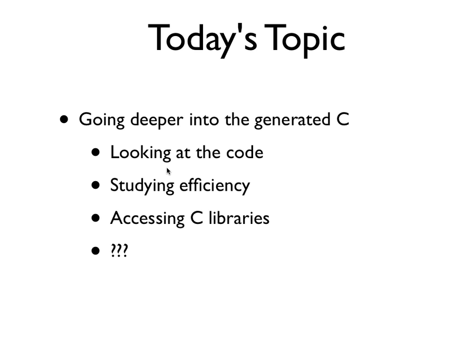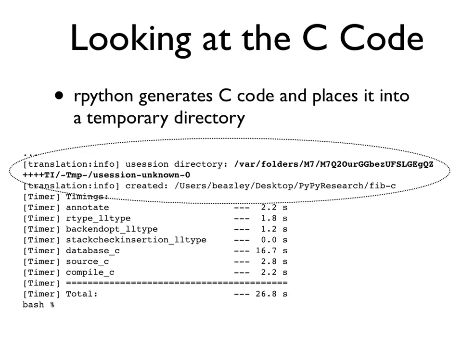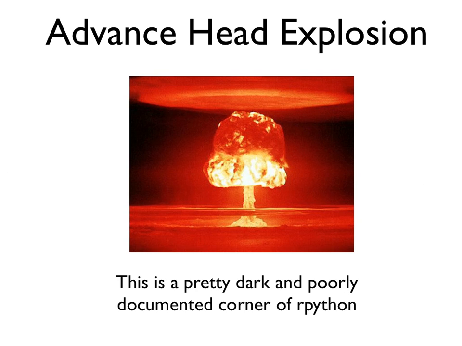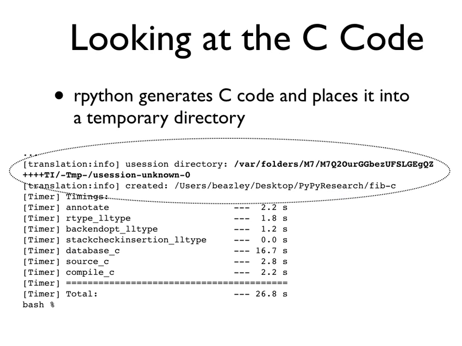And it turns out that it's kind of horrifying and interesting at the same time. So I'm going to do the head explosion first just to get it out of the way. This is going to be pretty mind-boggling. It turns out this is a really poorly documented corner of the RPython world, so there's not a lot of discussion of it. A lot of this is just scientific experimentation, if you will.